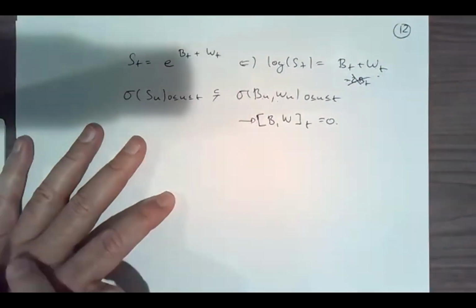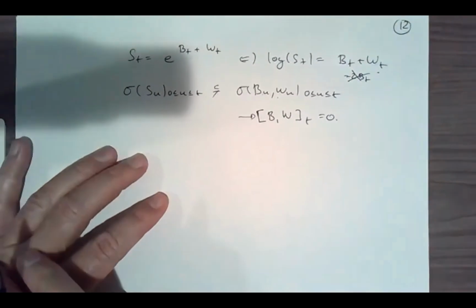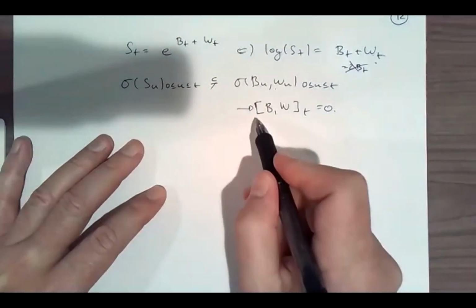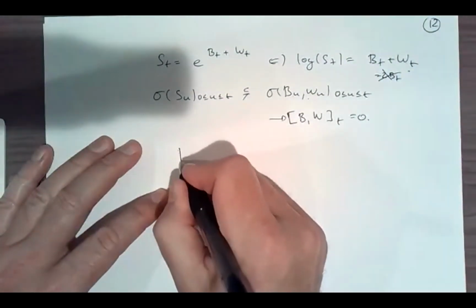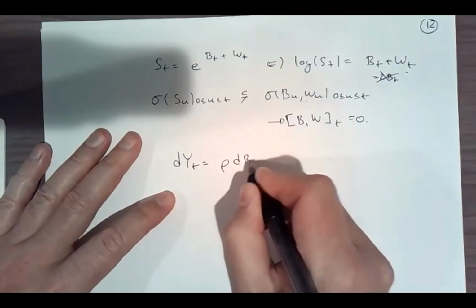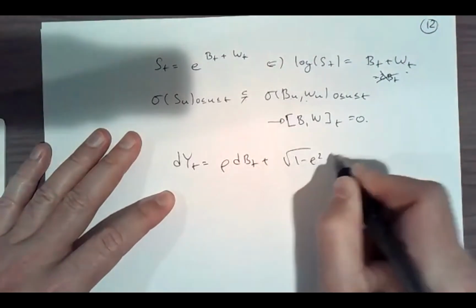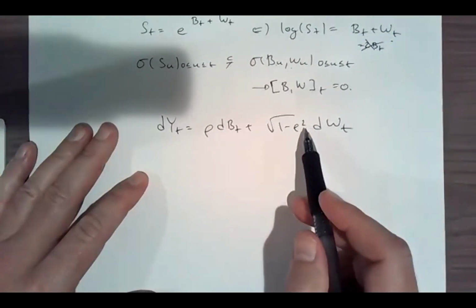Cross variation is 0 when the Brownian motions are independent. That's right. But it might not be 0 if there's some dependence between them. For example, with the one we had before, we had dY_t would be this rho dB_t plus root 1 minus rho squared dW_t.